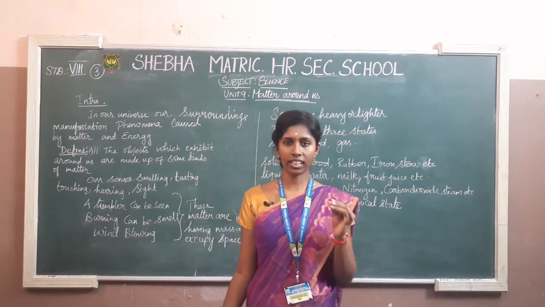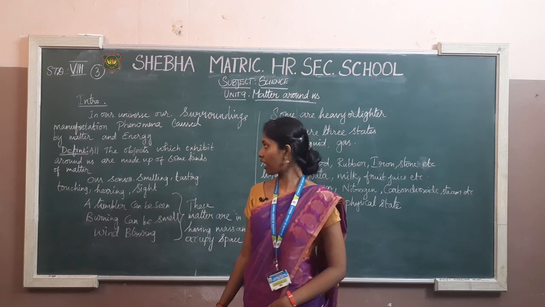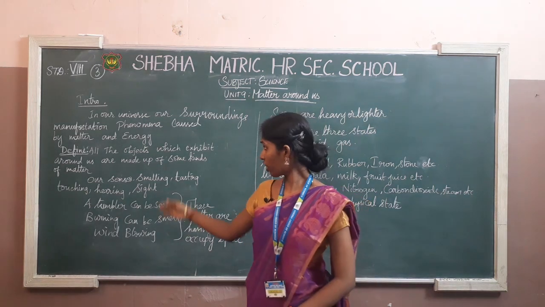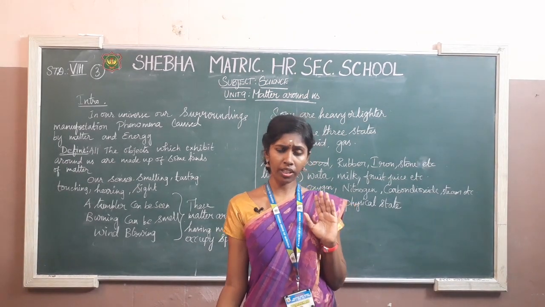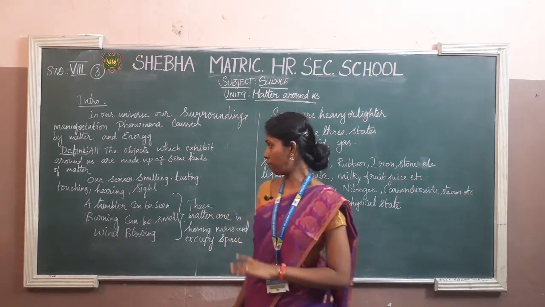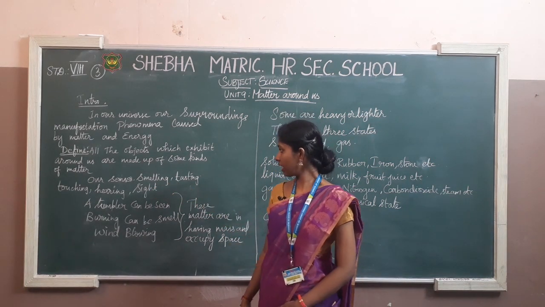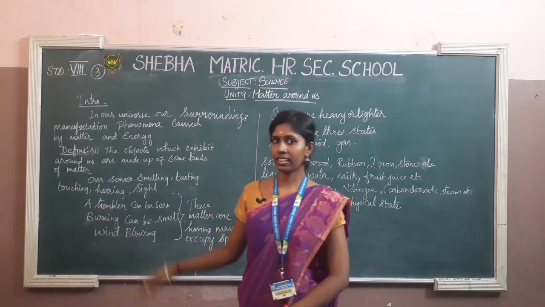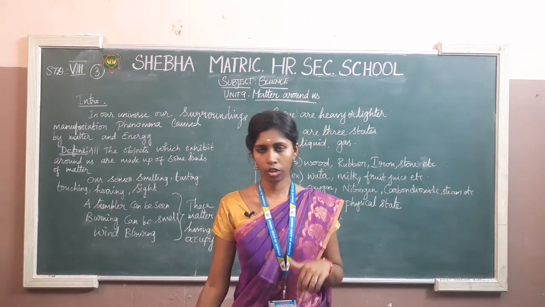First, we call it matter. So the definition: all the objects which exist around us are made up of some kinds of matter. All the objects in our surrounding will be made up of matter and elements. Some kinds are there, our senses: smelling, tasting, touching, hearing and sighting. Now, sense means the sense organs that will be there in our human body.